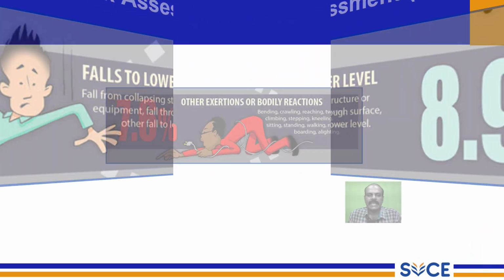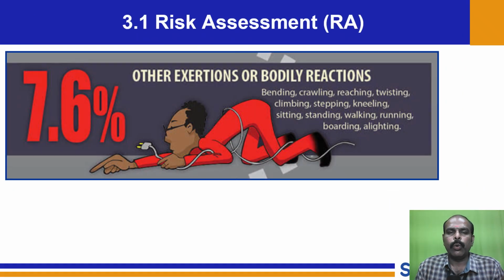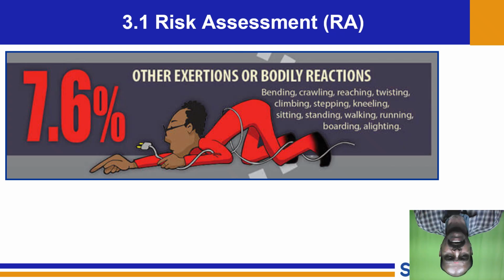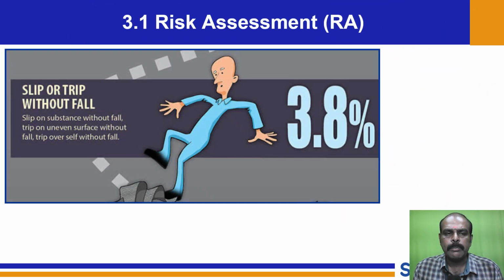Then the next, 7.6%, overexertion or bodily reactions. It is very common in a household scenario: something falls underneath the bed or cot, and obviously we try to crawl and get it, so that leads to some sort of injuries. So that is 7.6%. Then the next, slip or trip without fall: slip on substances without fall, trip on uneven surface without fall, trip over self without fall. That is going to be 3.8%.